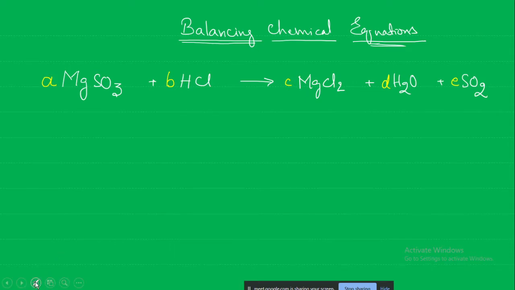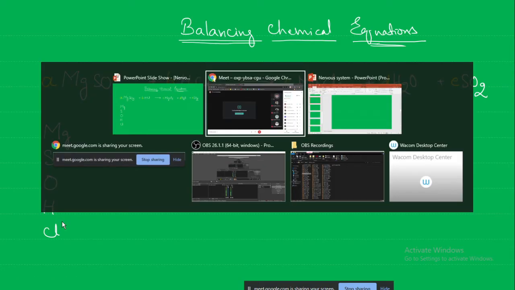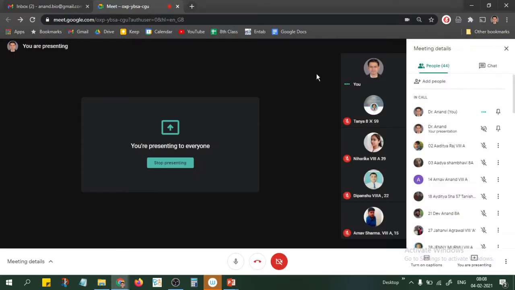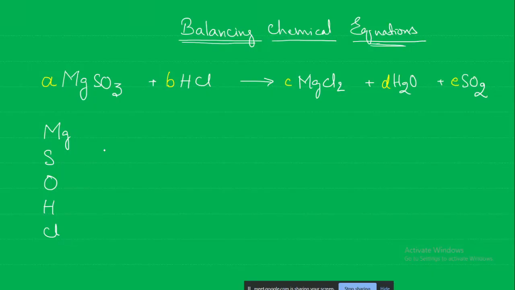Next step, we will write what elements are there. Magnesium is there, sulfur is there, oxygen is there, hydrogen is there, and chlorine is there. So we have listed out whatever elements are there.